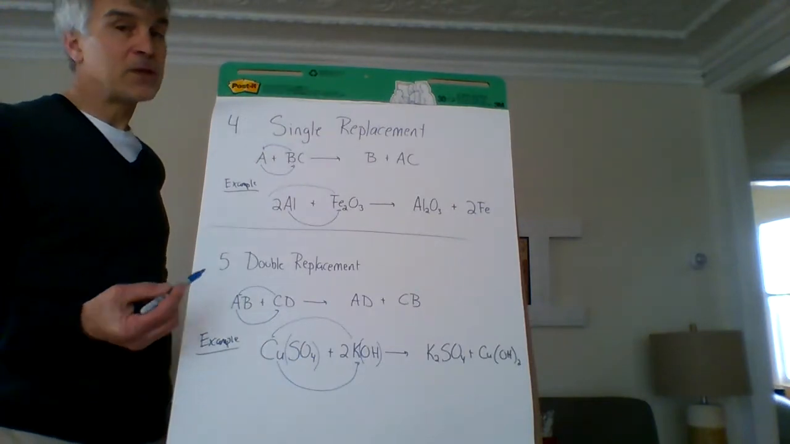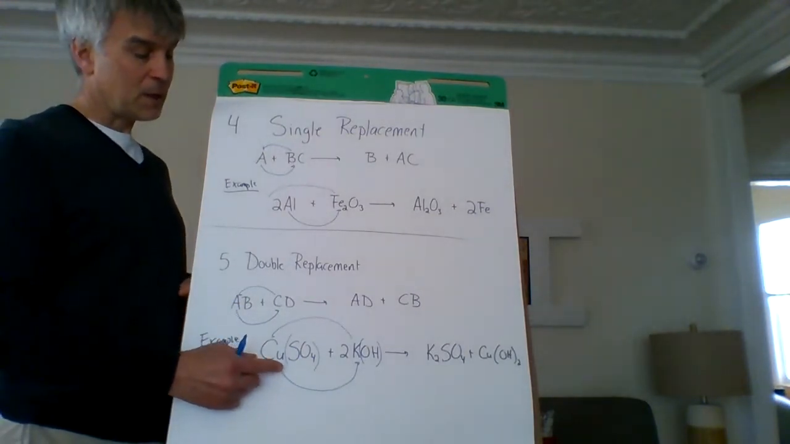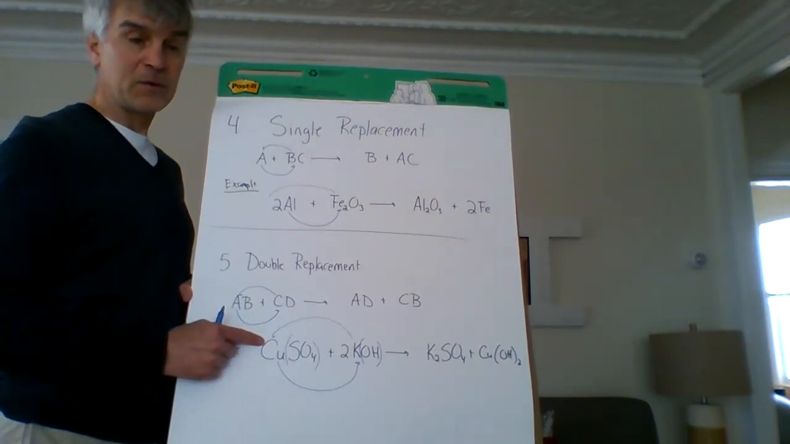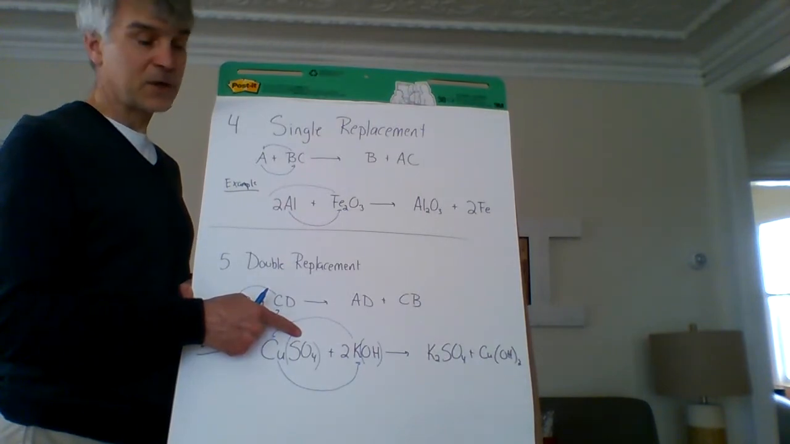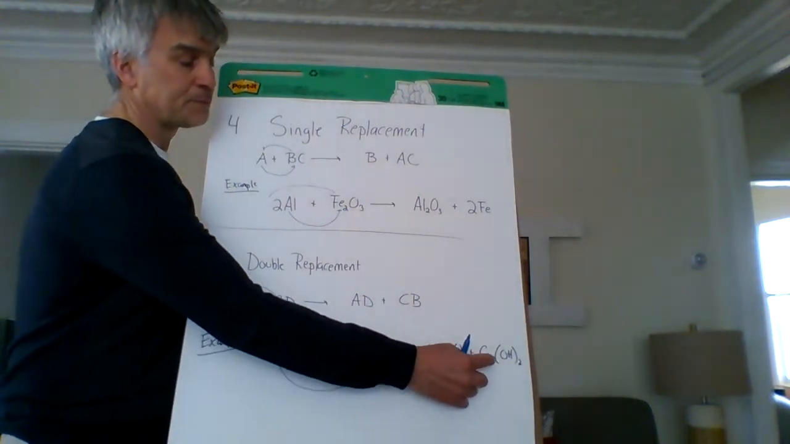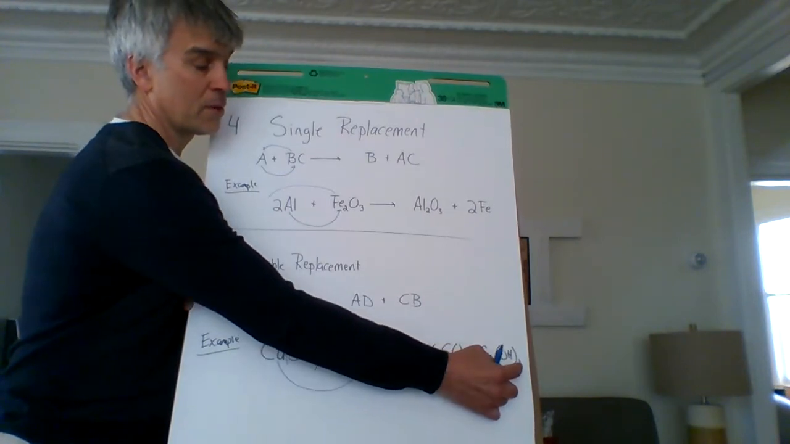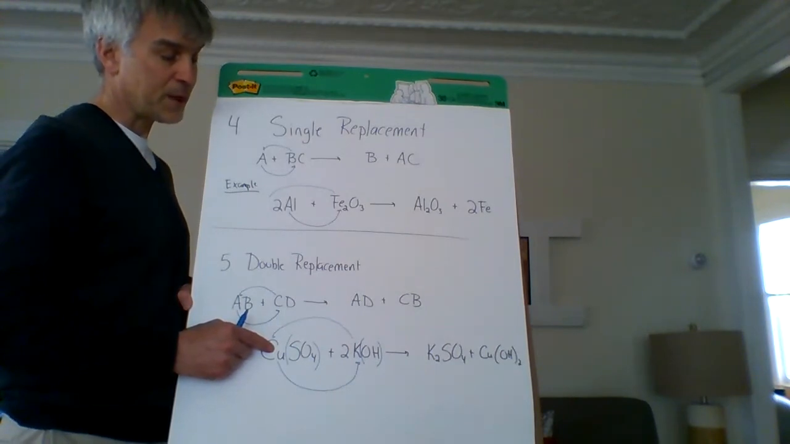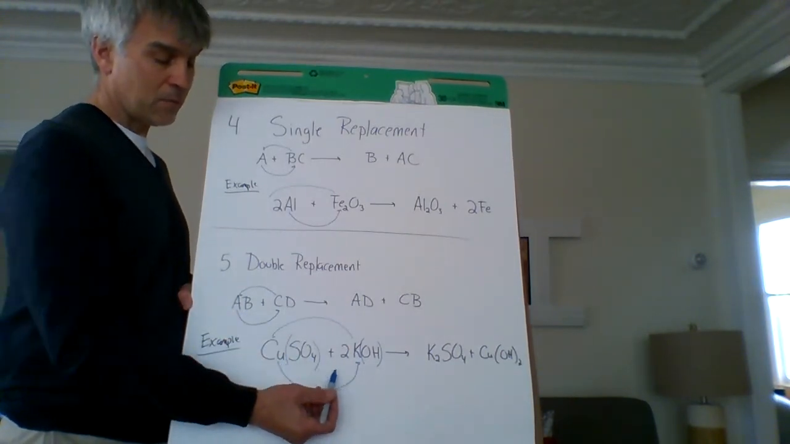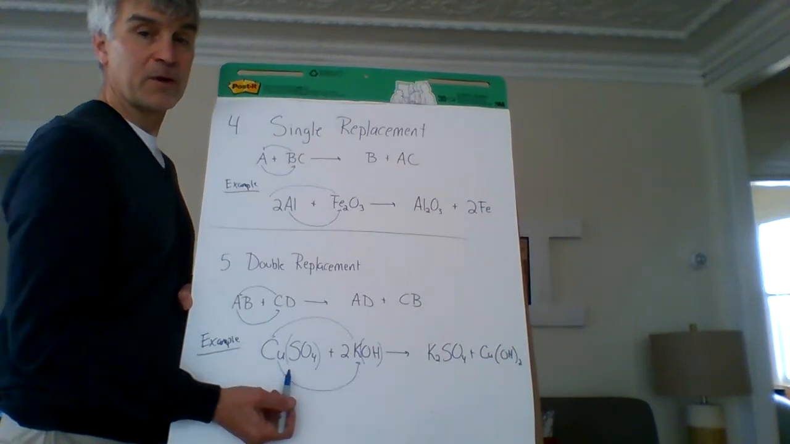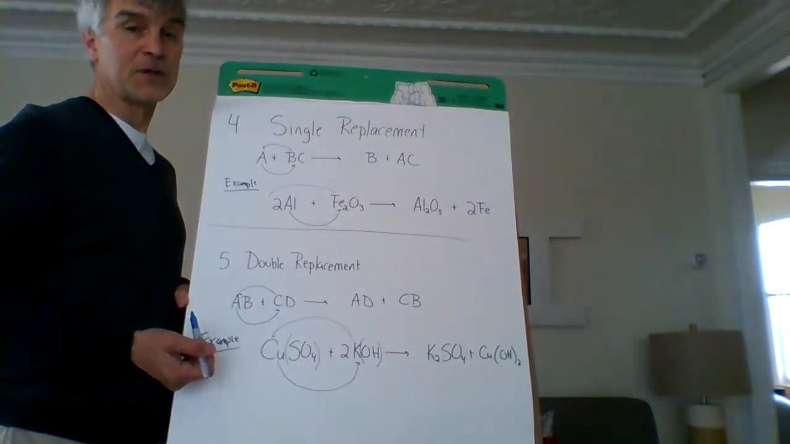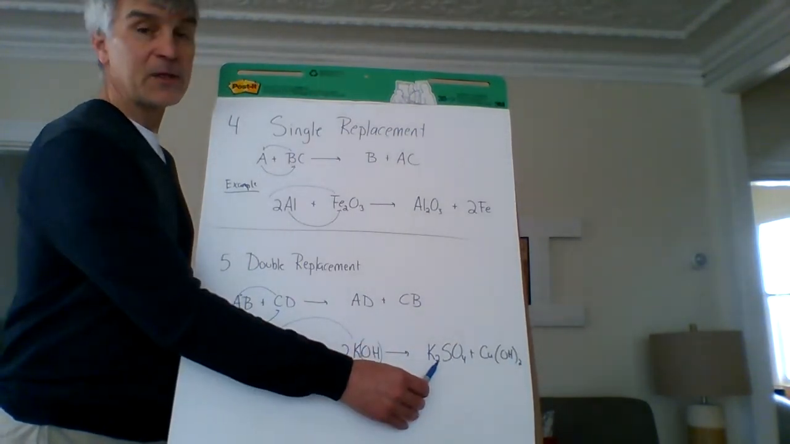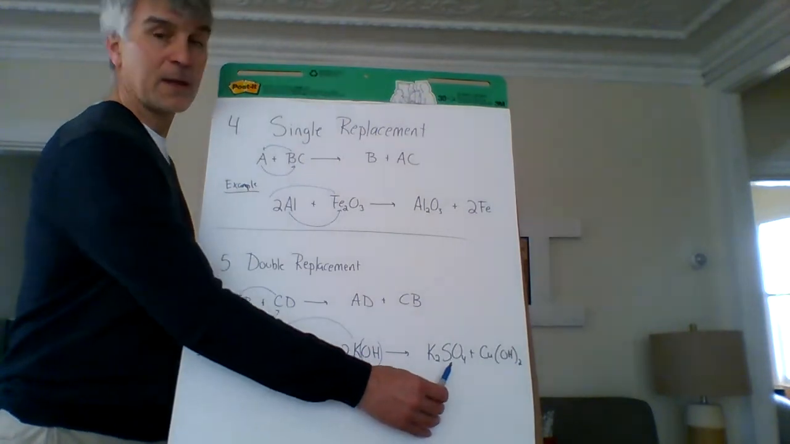Now you've got to pay attention to the charges of the ions here. Notice this is just CuSO4 because copper has a positive 2 charge, sulfate has a negative 2 charge. But when you come over here, it's copper hydroxide, there's a 2 here because the copper has a positive 2 charge, right? So these subscripts that are over here don't necessarily translate. You got to pay attention to the charges. So this is just KOH, but this is K2SO4 because OH is -1, SO4 is -2.